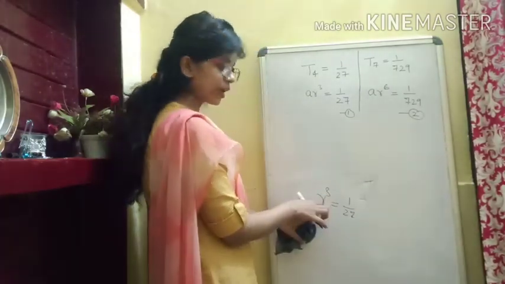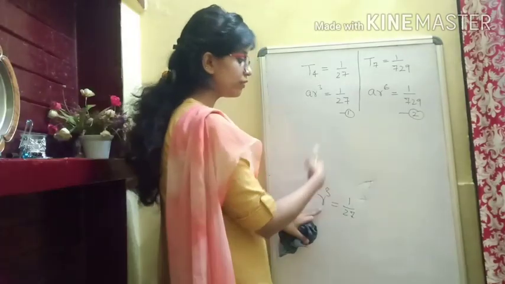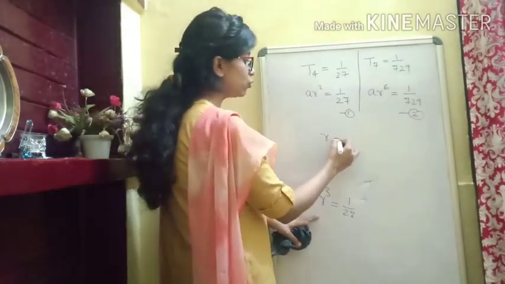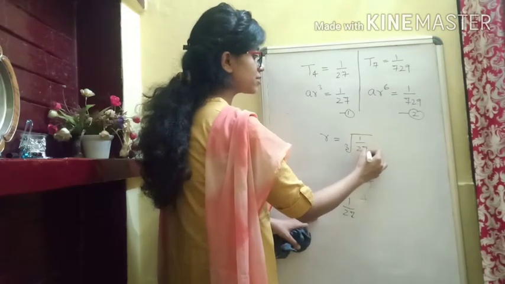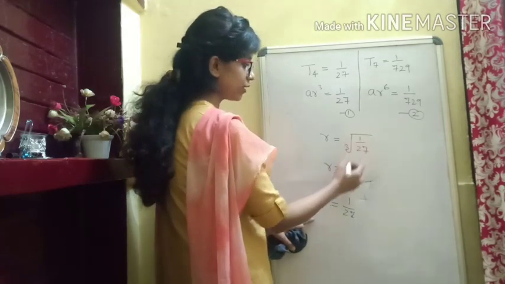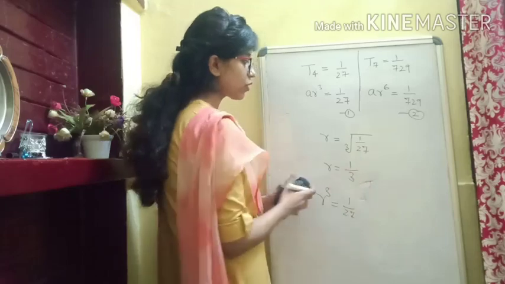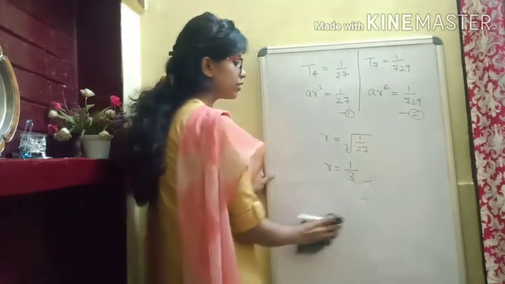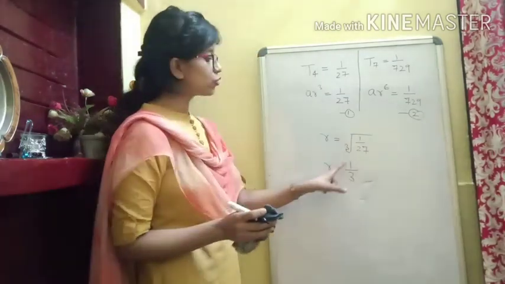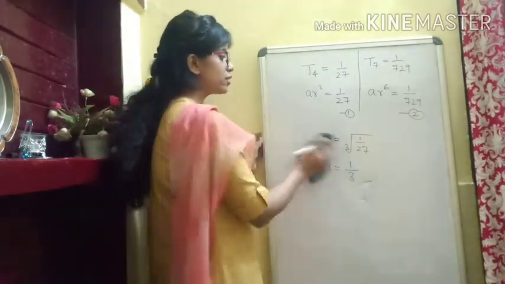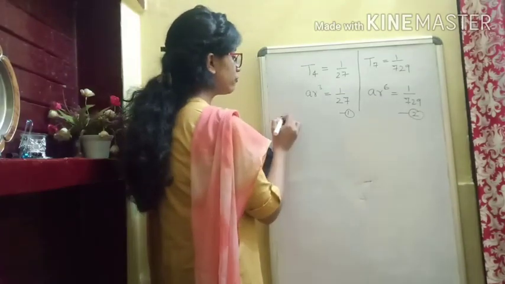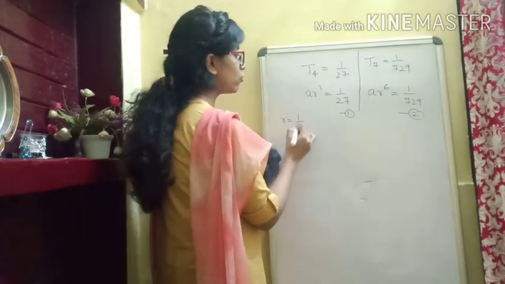Now if we want to calculate r, this power 3 will go that side and it will become a cube root. So it is a cube root of 1 upon 27, and that we will get 3, because the cube root of 27 is 3, and since it is in divide, so you will get r as 1 upon 3.